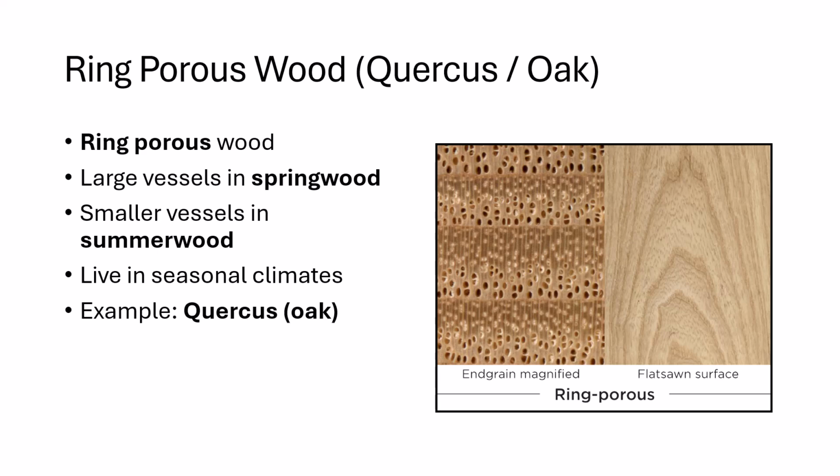In ring porous wood, the vessels formed in the spring are very large, while those formed later in the summer are much smaller. This creates a clear, visible ring pattern in each growth ring. Many ring porous trees, like oaks and ashes, live in seasonal climates where spring growth is a big, sudden push. The trade-off is that those big spring vessels are efficient but more vulnerable to air bubbles and freezing damage. That's one reason these trees tend to reset each year with a new ring of large vessels.